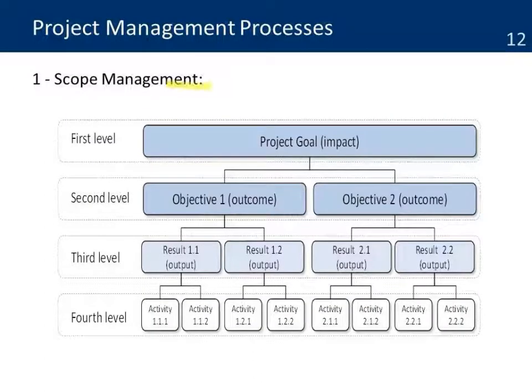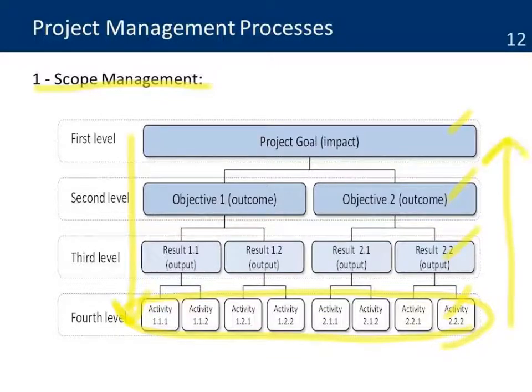The first is scope management, and it means how we are able to manage the work on the project. That means one of the instances is to break down the project into its most common manageable components, from the project goal to the objectives to the results to the activity. So it helps us manage all the work that we need to do that will help us achieve the goal of the project.